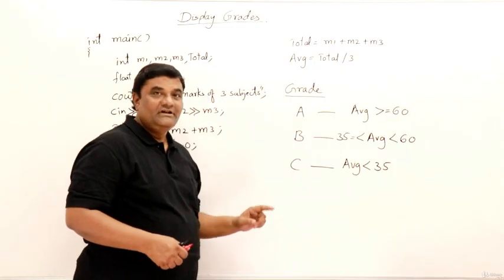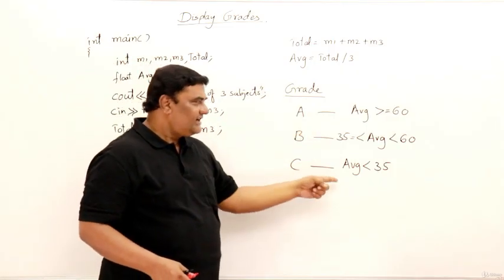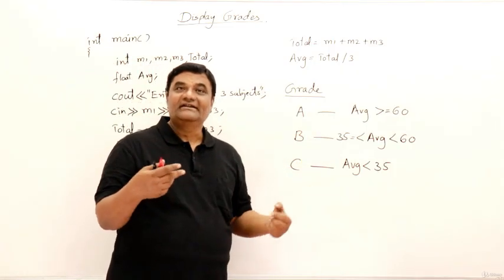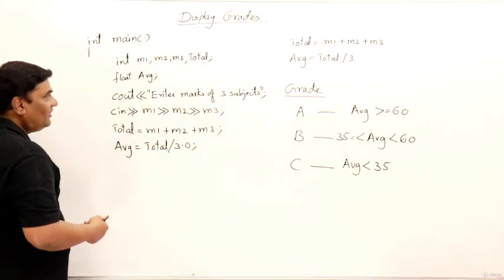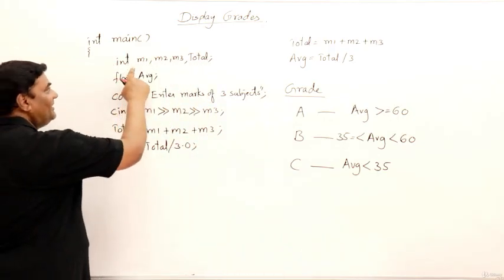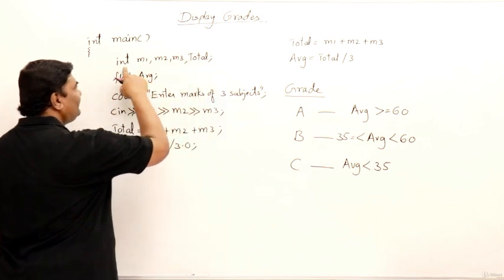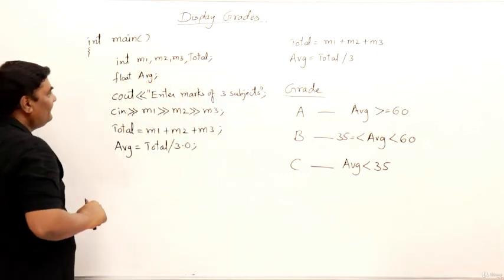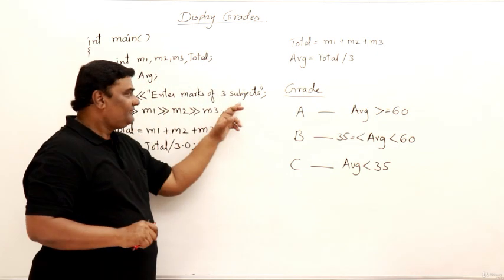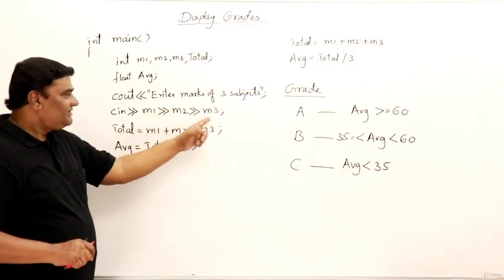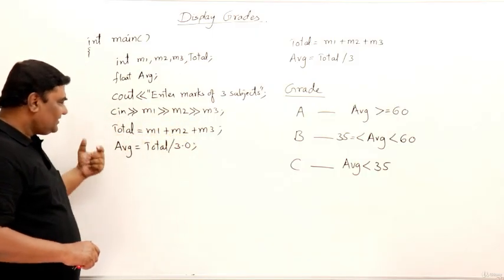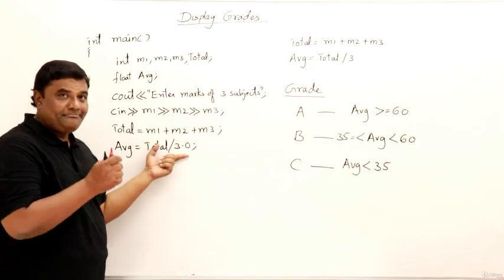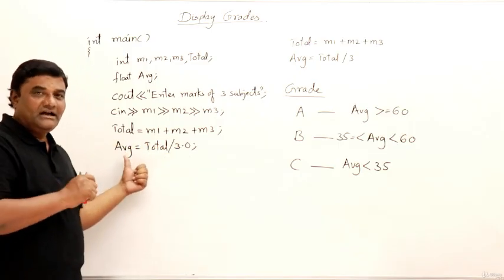Let us write on this one. So for this, 3 conditions are there. So for this, I have to write nested if, right? So here is a program. Already I have written a partial program. Marks 1, marks 2, marks 3 and total are of type integer. Average is float. Then enter marks of 3 subjects. M1, M2, M3, 3 marks are taken. Then adding M1, M2, M3, we get the total. Total by 3.0, we get the average.